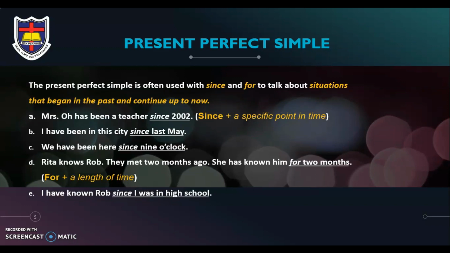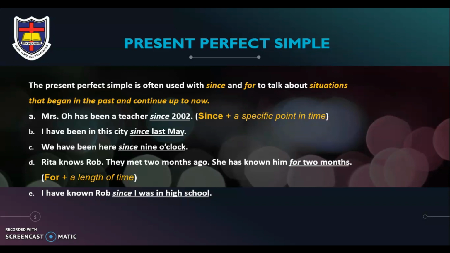Present perfect simple is often used with since and for to talk about situations that began in the past and continue up to now. We are going to get to know the difference between since and for. Look at some examples. Mrs. O has been a teacher since 2002. Since is followed by a specific point in time. So since can be used whenever you want to stress the starting point of the activity.